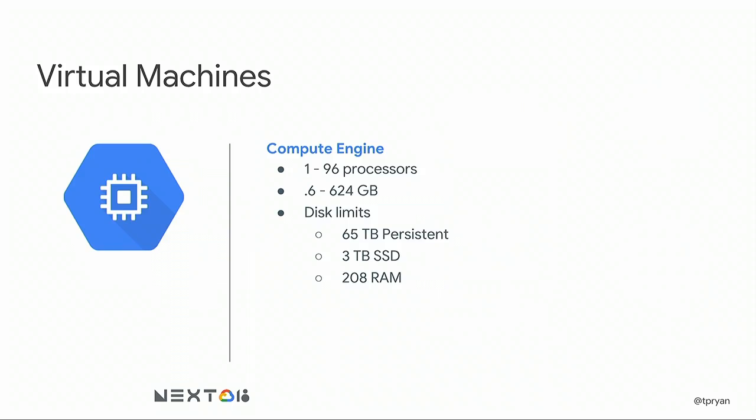So let's talk about our virtual machines, because that is really where this starts, right? You want to run this code on a virtual machine just on our network. So Compute Engine is the tool for running virtual machines on Google Cloud Platform. You can get 1 to 96 processors, 0.6 to 624 gigs of RAM. You can go 65 terabytes of persistent storage, 3 terabytes of attached SSD, and 208 gigs of RAM disk.